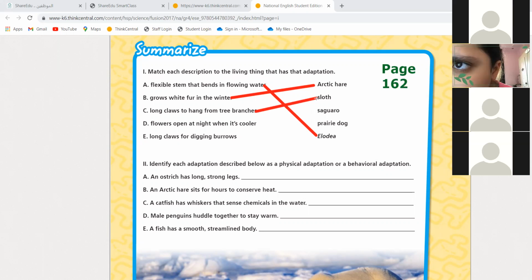Okay, flowers open at night when it's cooler. Answer? Yes, please. Flowers open at night when it's cooler. It's the cactus flower. We call it the cactus flower. Okay, long claws for digging burrows. Of course, it is the prairie dog.